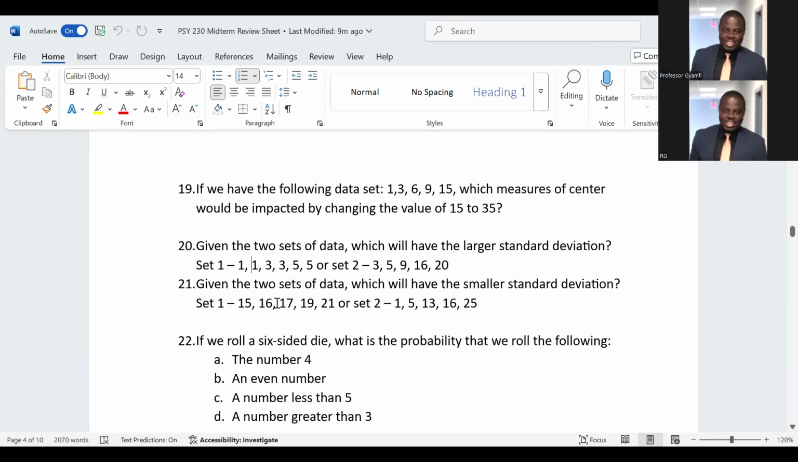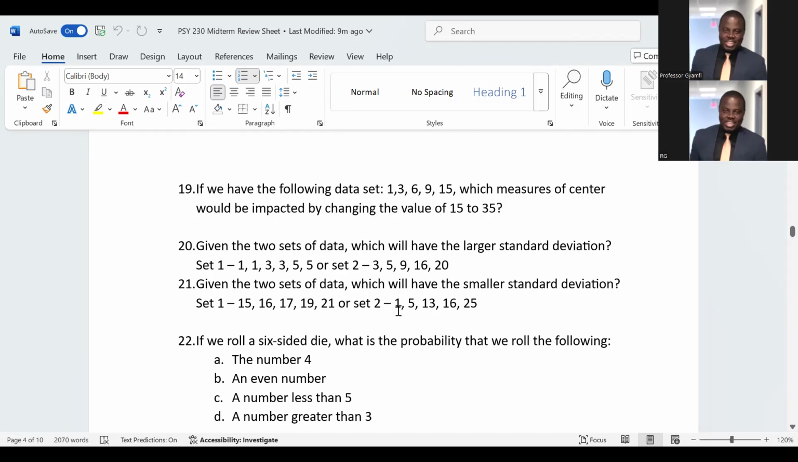Now, when you go to 21, we're trying to find the set with the smaller standard deviation. Set 1 has 15 to 16, which is 1. We are trying to look at how spread out it is. 15 to 16, 16 to 17 is 1. 17 to 19 is 2. 19 to 21 is 2.